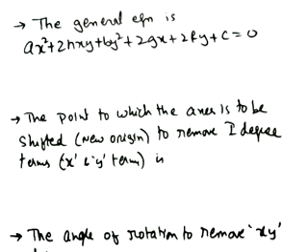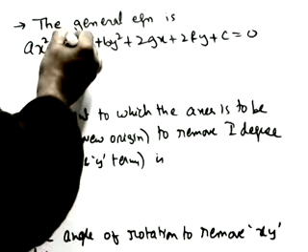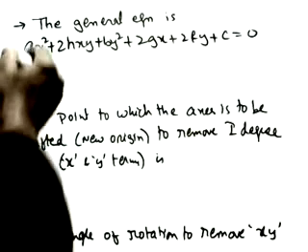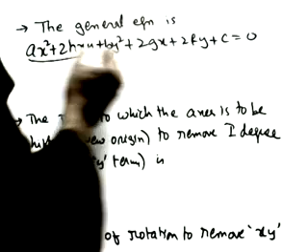Now the next concept. You see, the general equation is, we have to learn this equation by heart. The general equation is ax square plus 2hxy plus by square plus 2gx plus 2fy plus c equals 0.